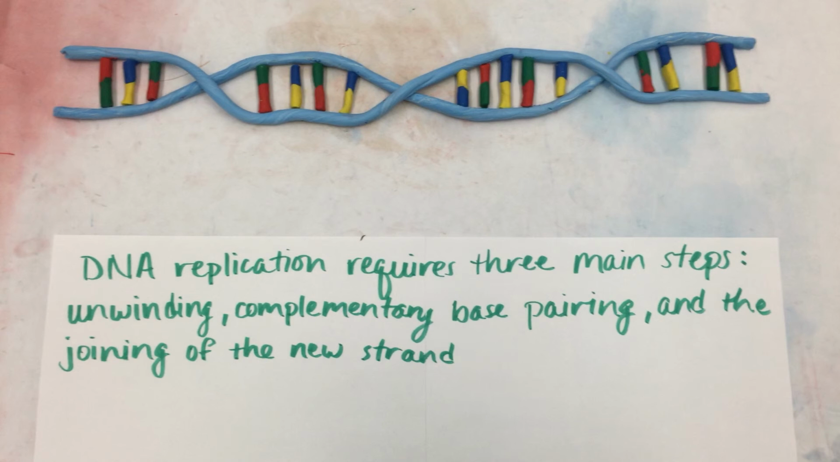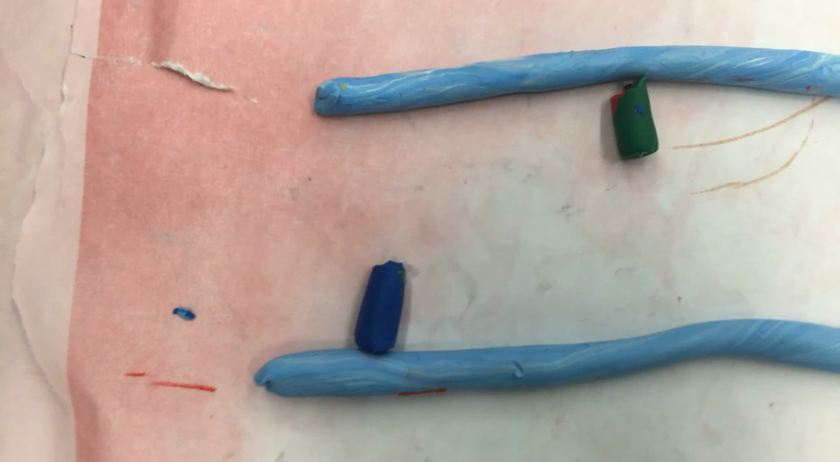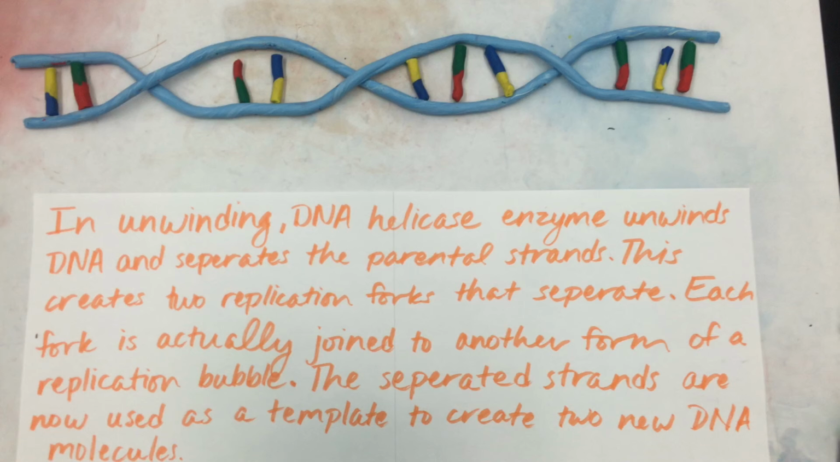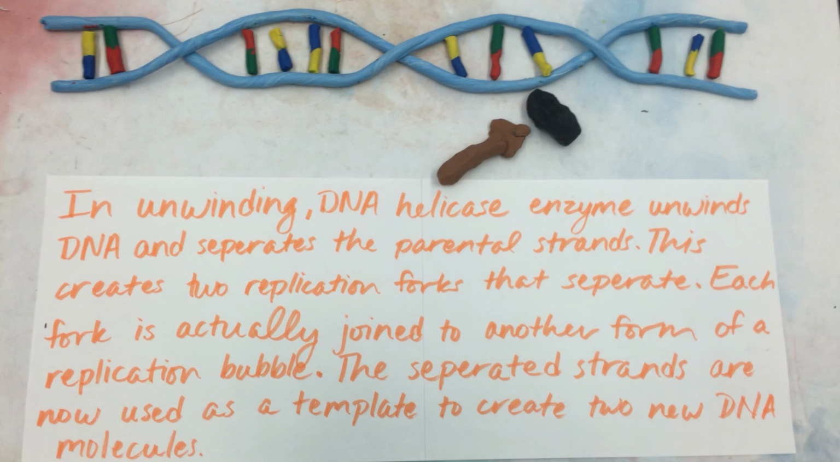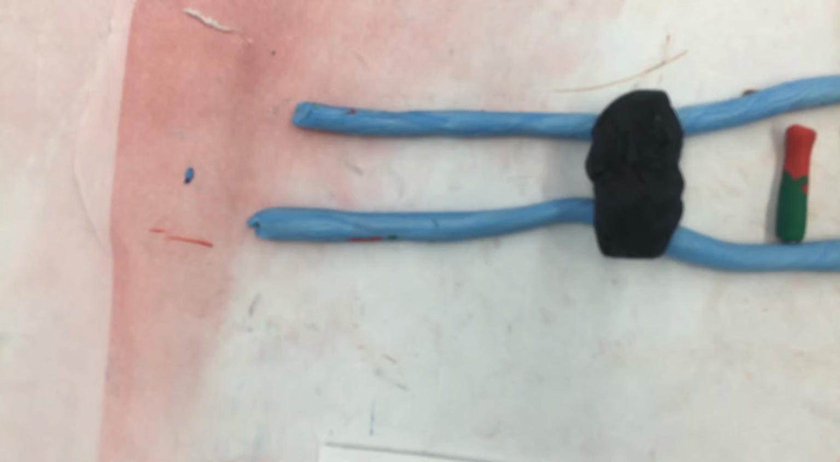DNA replication requires three main steps: unwinding, complementary base pairing, and the joining of the new strand. In unwinding, the DNA helicase enzyme unwinds DNA and separates the parental strands. This creates two replication forks that separate. Each fork is actually joined to another fork in a replication bubble. The separated strands are now used as a template to create two new DNA molecules.